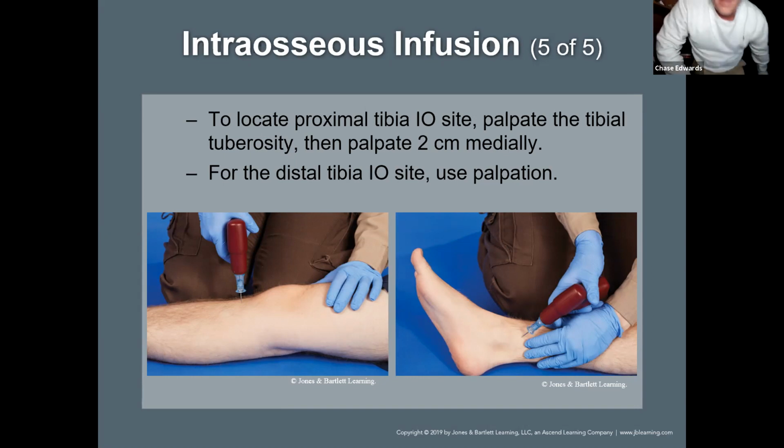So from there, that's where you can stick that IO right there in that flat spot. Big wide flat spot. Can't miss it. Shouldn't miss it anyway. Or you can do the distal tibia, and it's at the bottom end of that spot.